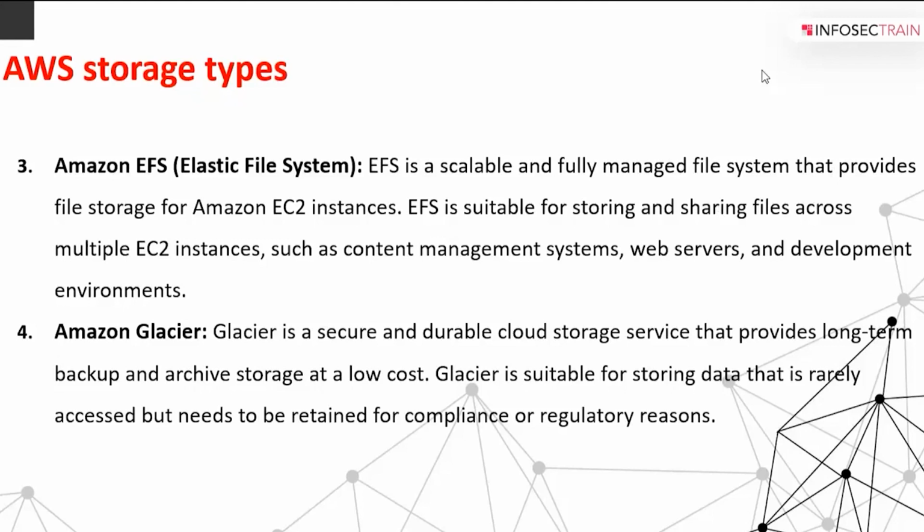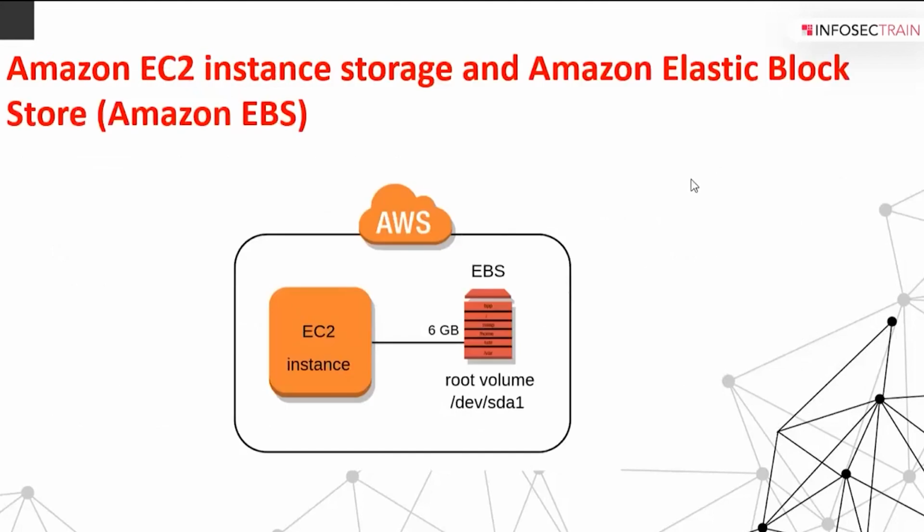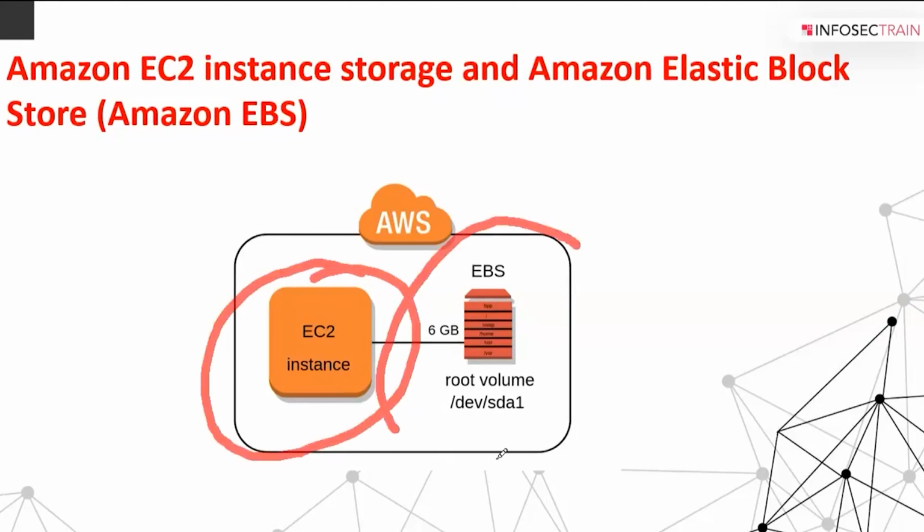And now this EBS part. So see, Amazon EC2 instance storage and Amazon Elastic Block Store. See this particular diagram, right? In this diagram, you can see that there is a blue, this is EC2 instance. This is particularly your instance, and this is an EBS, Elastic Block Store, right? This is a hard disk, which holds the information about the EC2.